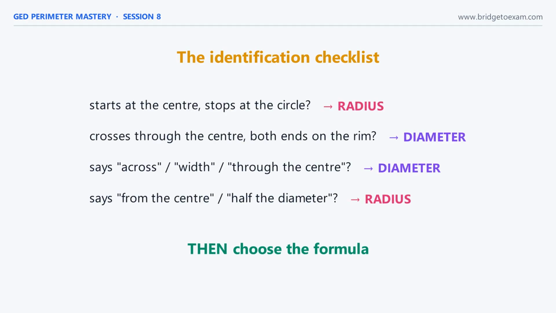Does the segment start at the center and stop at the circle? Radius. Does it cross through the center, both ends on the rim? Diameter. Text says across or width. Probably diameter. Says from the center or half the diameter? Radius. Then and only then, choose your formula.